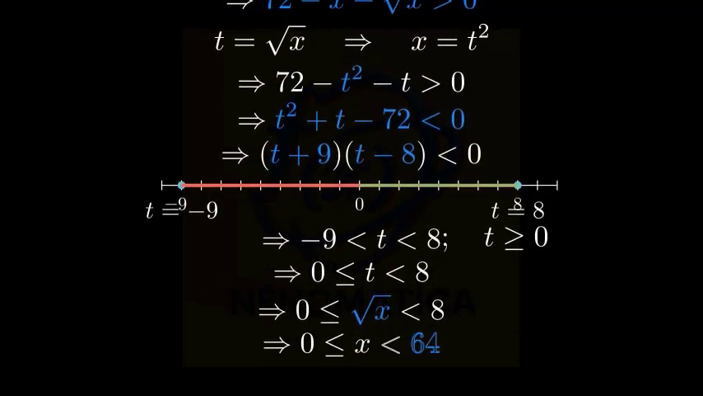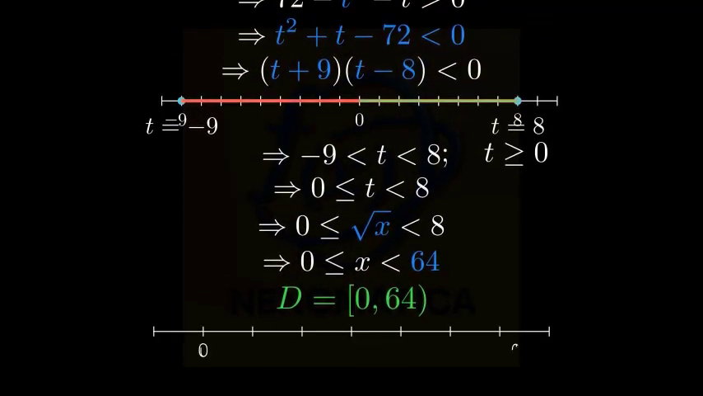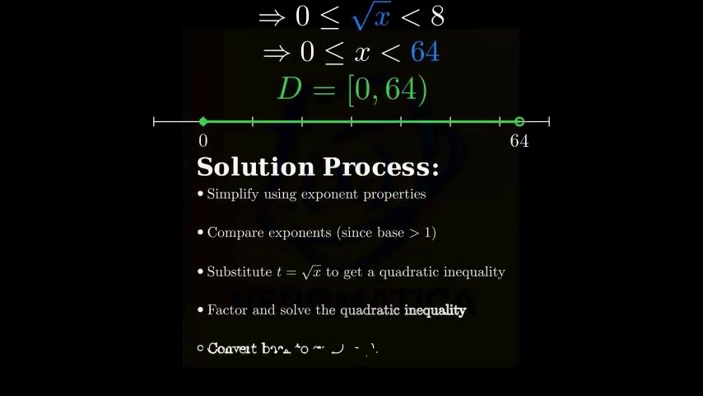Let's review the solution process. First, we simplified the expression by rewriting 1/3 as 3 to the power of -1, and then combining all exponents. Since the base 3 is greater than 1, we could directly compare the exponents and set up the inequality 72 minus x minus square root of x is greater than 0. We made the clever substitution t equals square root of x to convert this to a quadratic inequality, which we then factored and solved. Finally, we converted back to the original variable x to find that our solution is the interval from 0 to 64, not including 64.